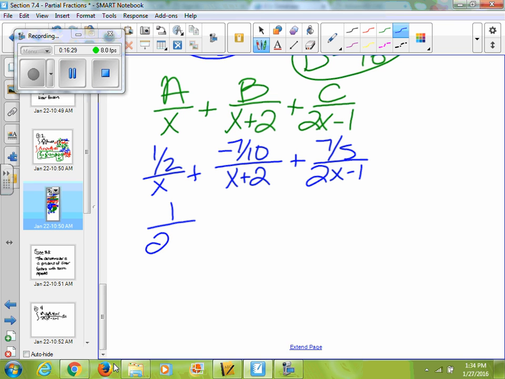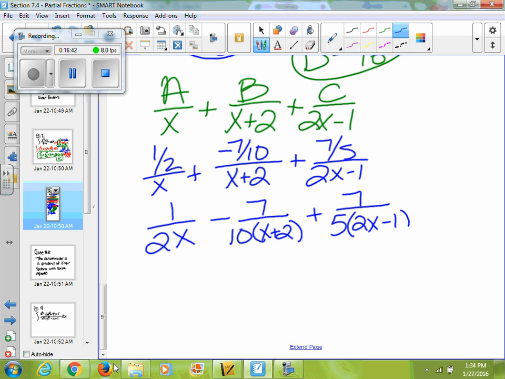Simplifying that, that becomes 1 over 2X minus 7 over 10 times X plus 2 plus 7 over 5 times 2X minus 1.